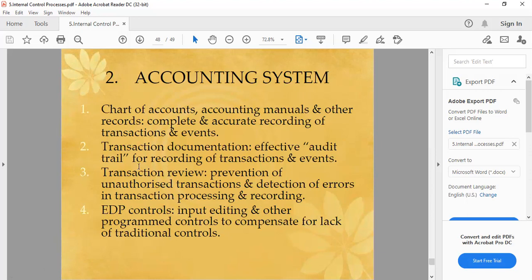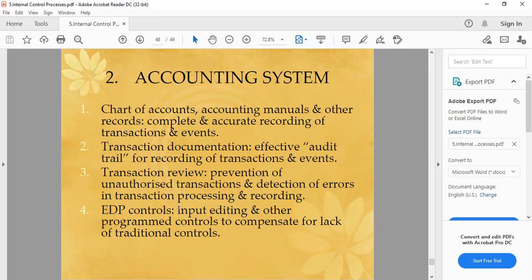Then for accounting system, well, we know these things like chart of accounts, the records, the manuals, and then there is audit trail. So we should be able to really follow, or go over the steps of how transactions are being processed and events are being recorded. Then review. So for the first two, normally these would be the so-called preventive controls. And then transaction review, as said, would be the detective controls. And then, as said, detection, but also prevention. Prevention of unauthorized transactions. And if ever these transactions have been processed, we'll be able to detect.